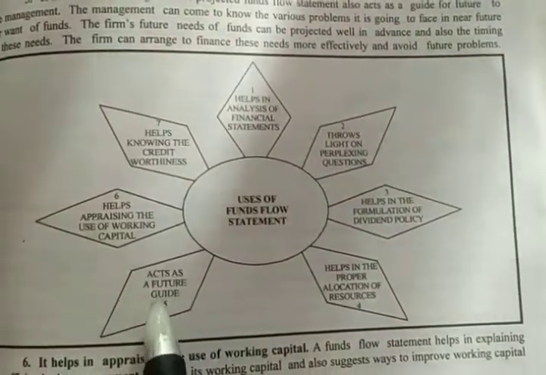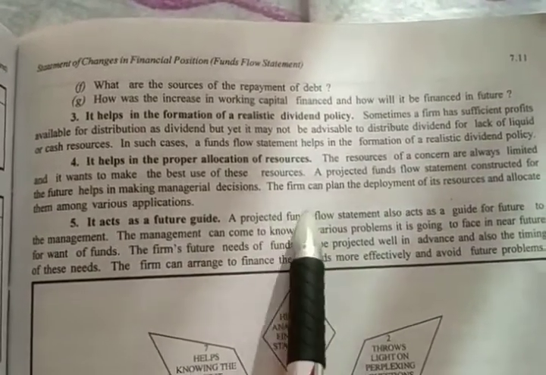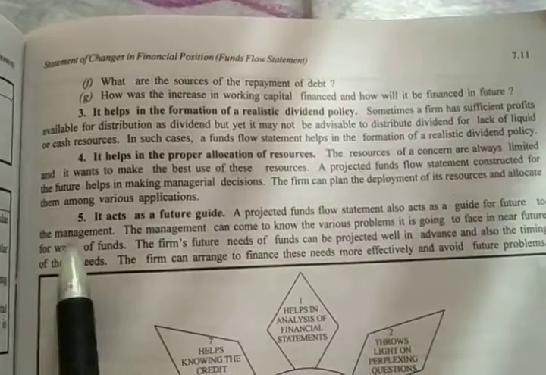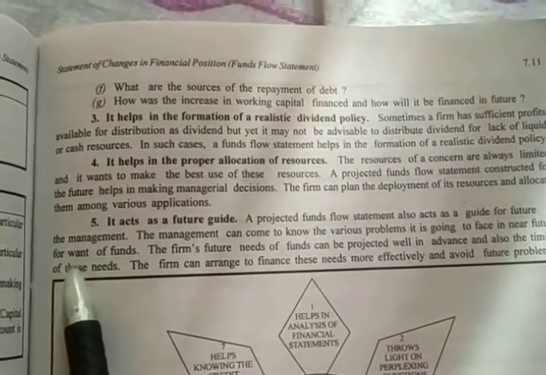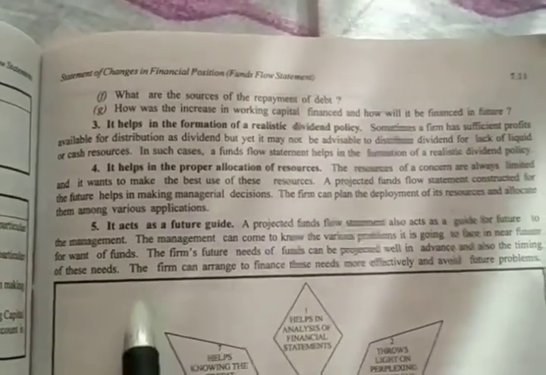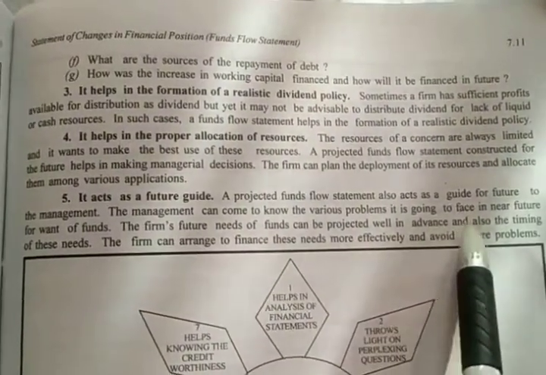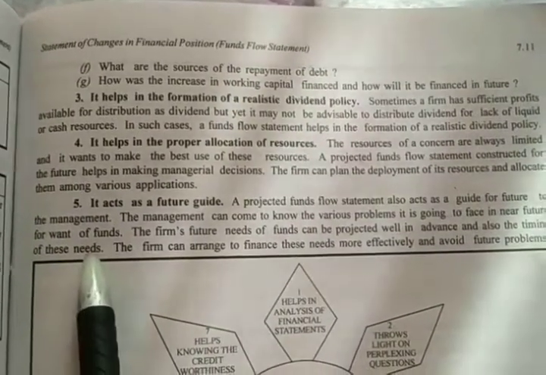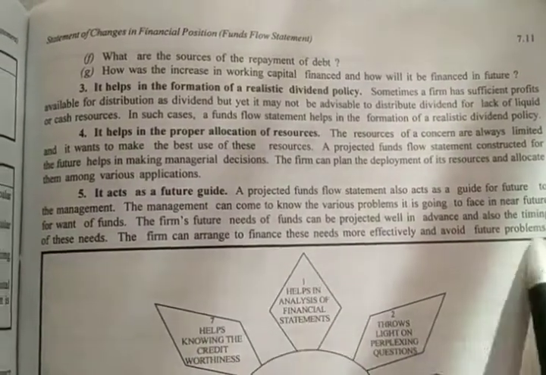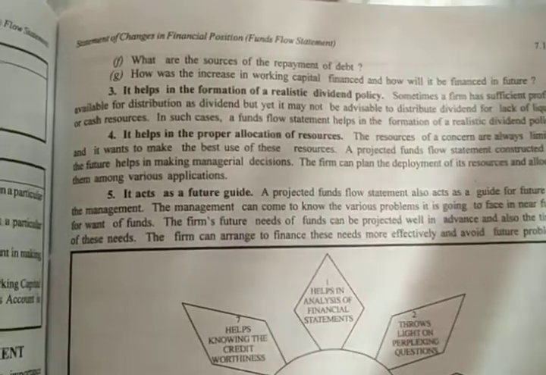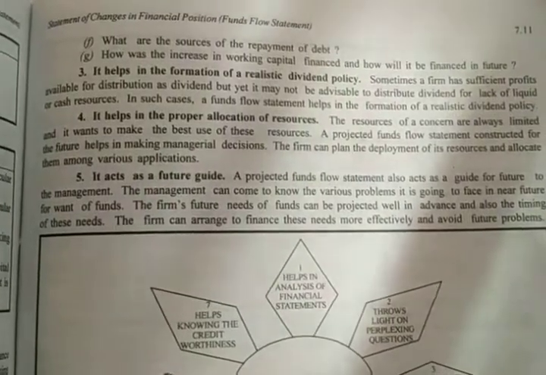The fifth one is that it acts as a future guide. The fund flow statement helps in guiding management for the future. They can know the various problems they are going to face in future and for what things they will want funds. The firm's needs for funds can be projected well in advance, and also the timing of these needs. The firm can arrange to finance these needs more efficiently and effectively and avoid future problems. All these things can be done with the help of the fund flow statement only.